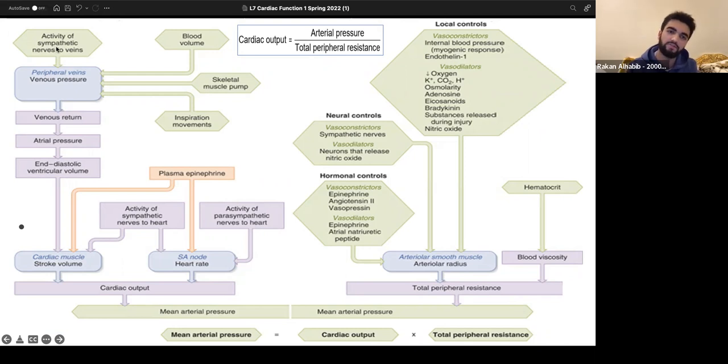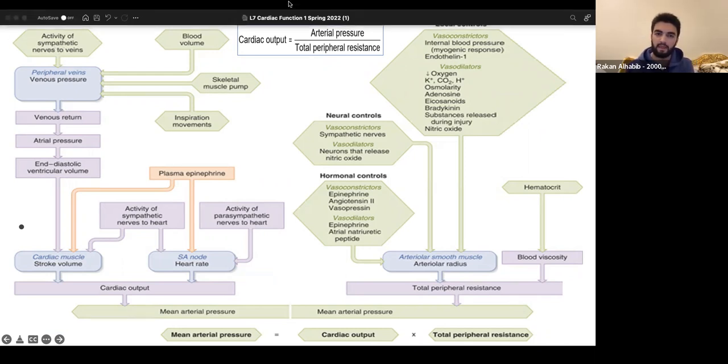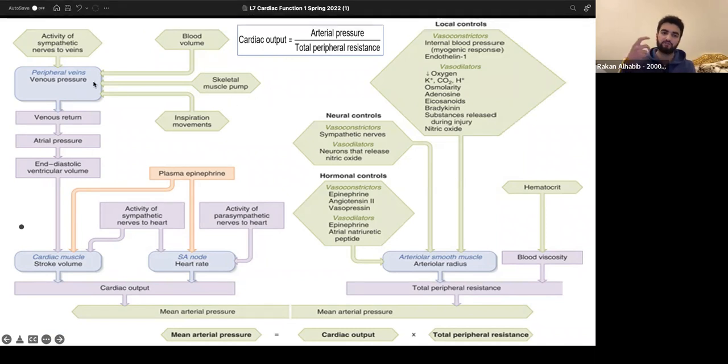You're going to have sympathetic nerves, sympathetic activity to these nerves. And so if I cause venoconstriction, I will increase the venous pressure, and therefore venous return would increase and atrial pressure would increase, and then I'll have higher cardiac output. Blood volume, if I increased it, I increase venous pressure, I increase venous return, again, cardiac output would increase. Skeletal muscle pump, as I just said, the inspiration movements. Plasma epinephrine is basically the same thing with sympathetic. You're releasing epinephrine, you've got higher contractility of the muscle, you've got veins constricting, and therefore you've got more blood, more cardiac output, and so on.